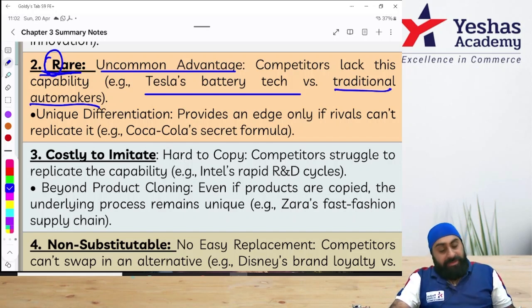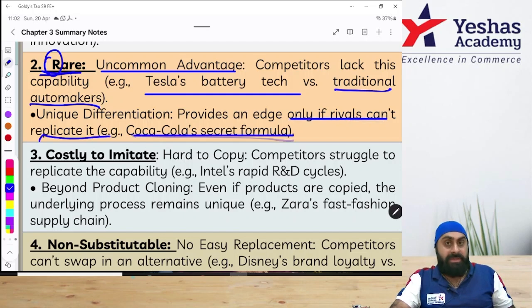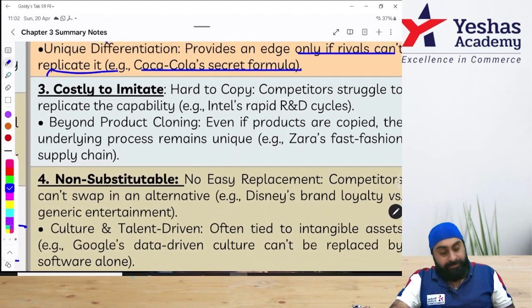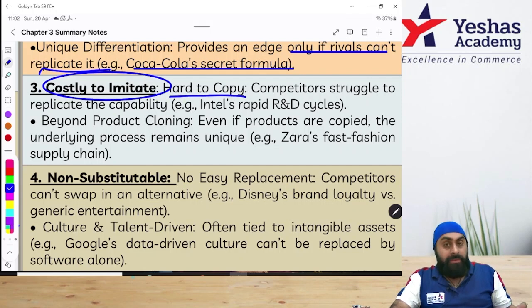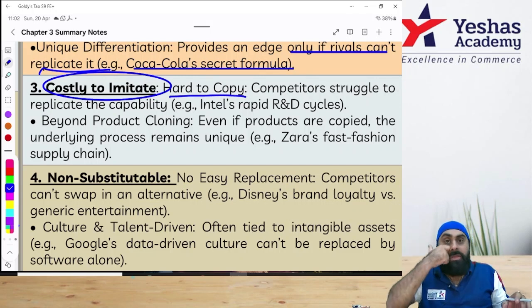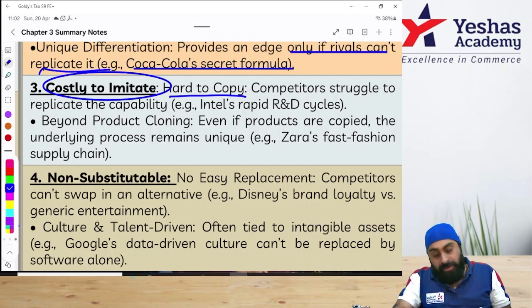Next, unique differentiation provides an edge only if rivals can't replicate it. Example, Coca-Cola's secret formula. That is what it is. Costly to imitate. What do you mean by costly to imitate? Hard to copy. Competitors should struggle to copy or replicate the product. If they're easily able to copy, you are going to lose your core competency. So people should not be able to copy your product. That is very, very important.